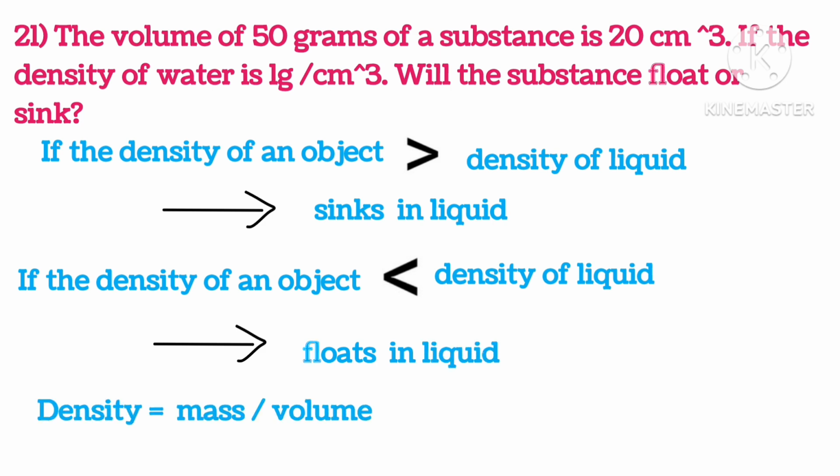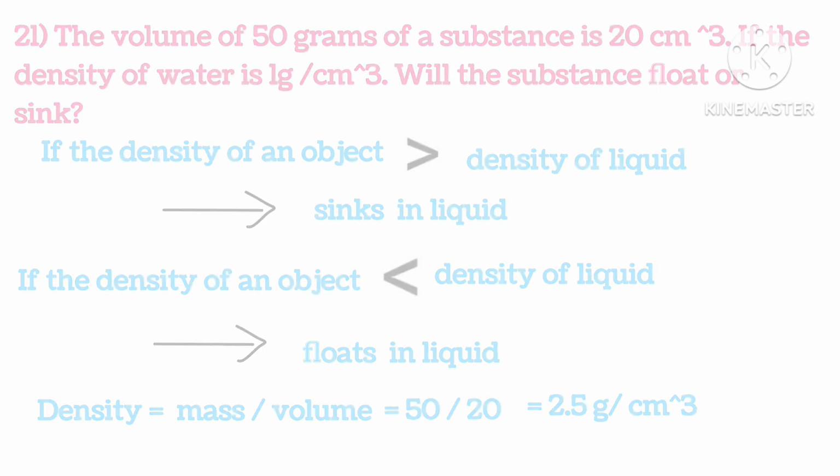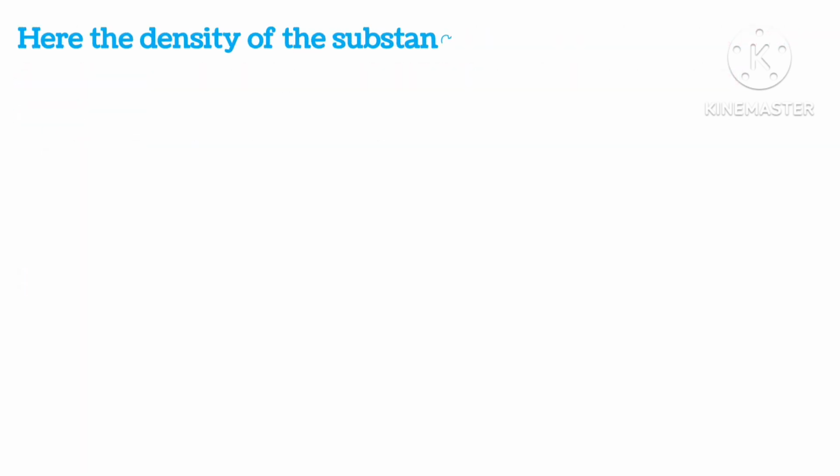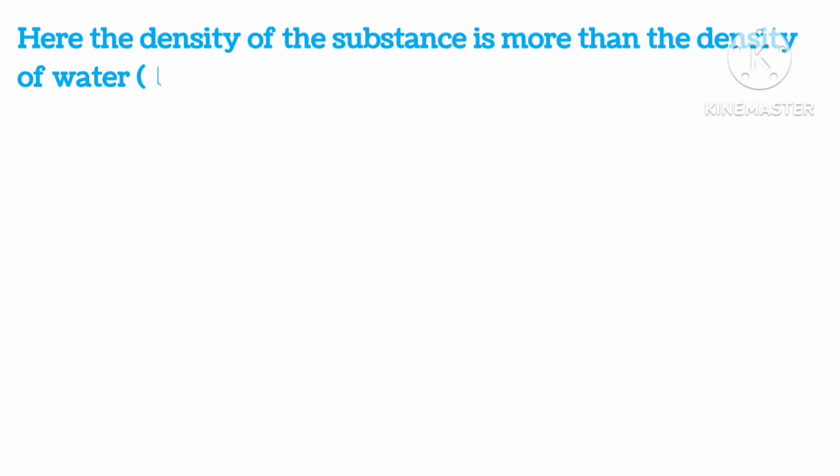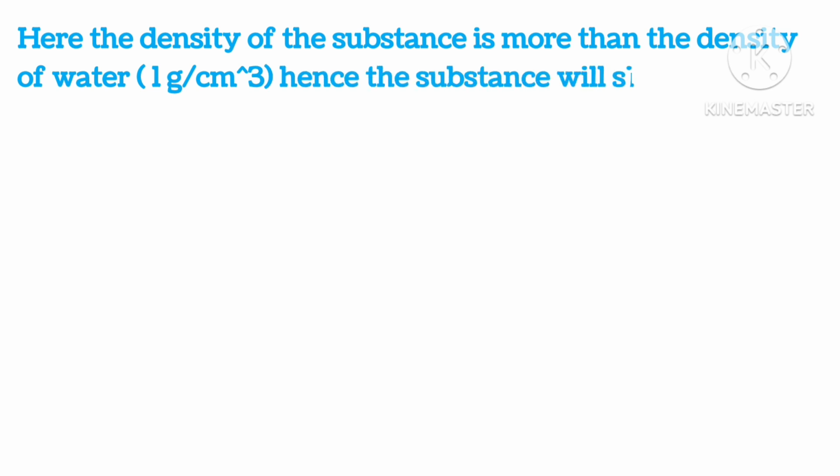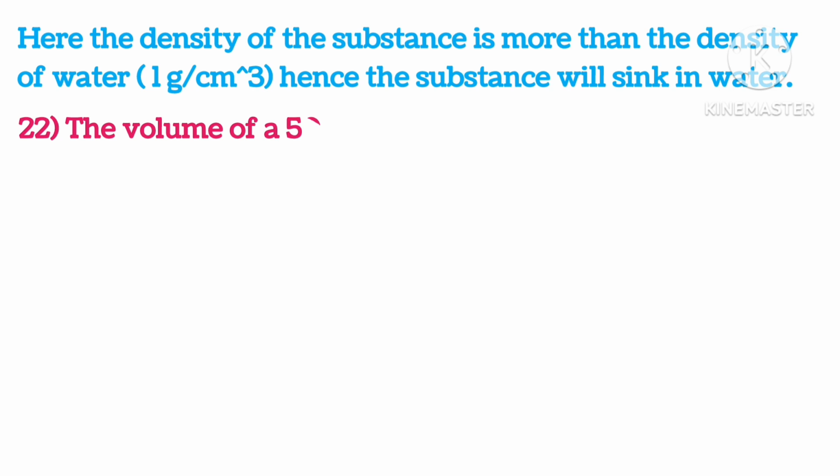We know that density is equal to mass upon volume. So 50 upon 20 will be 2.5 grams per centimeter cube. Here the density of the substance is more than that of water, which is 1 gram per centimeter cube. Hence the substance will sink in water.